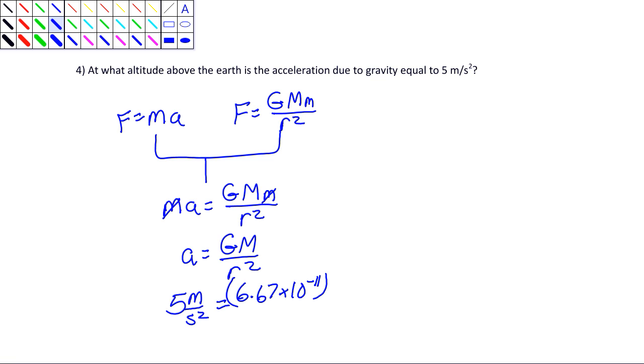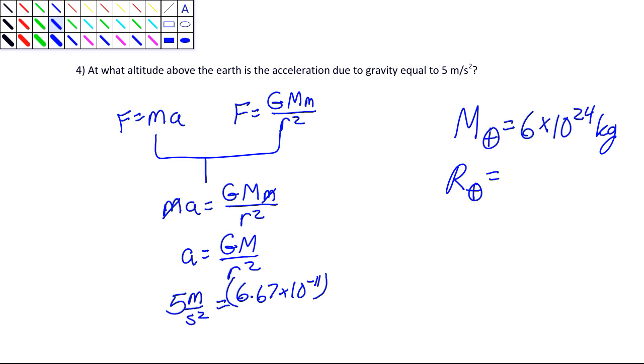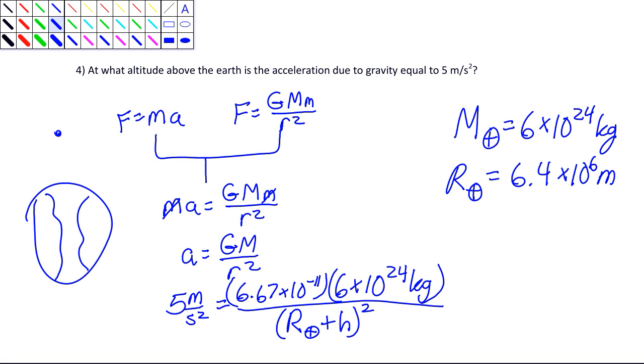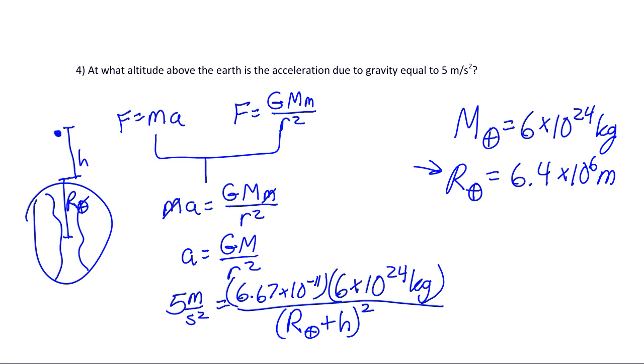Our gravitational constant G, the mass of the Earth equals 6 times 10 to the 24 kilograms. These aren't numbers you have to know; I would give them to you if you need them. The radius of the Earth is 6.4 million meters. So that's 6 times 10 to the 24, divided by the radius of our planet Earth plus whatever our altitude is. If this is the Earth, we want to know at what point h above the Earth the acceleration due to gravity is equal to 5. Don't forget the radius of the Earth. When you're on the surface of the Earth, that r is equal to the radius of the Earth. But when you're at some altitude h above the surface, then that r is equal to the radius of the Earth plus your altitude.